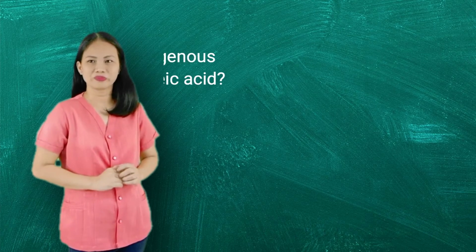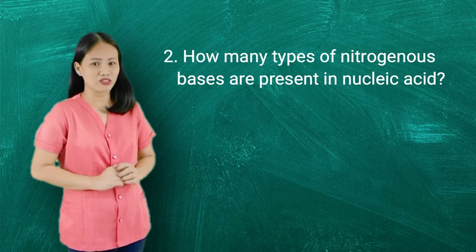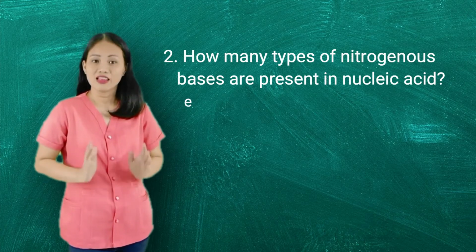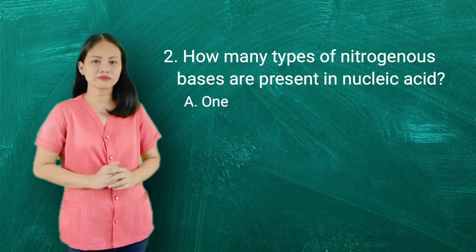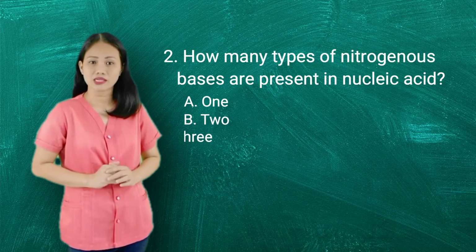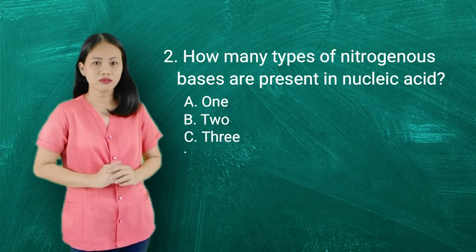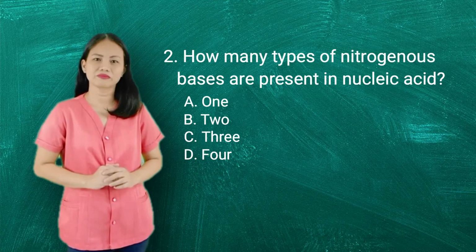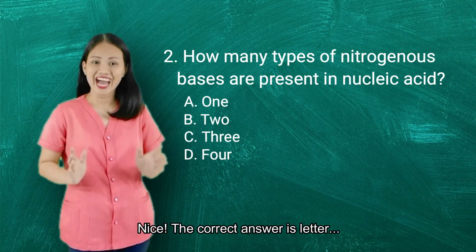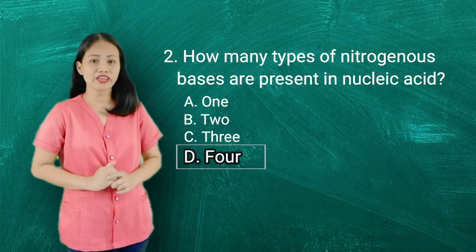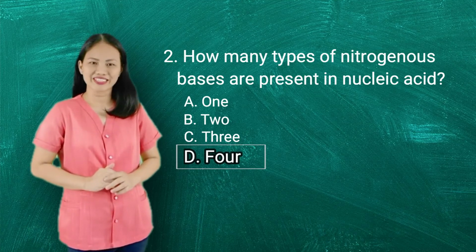Number 2. How many types of nitrogenous bases are present in the nucleic acid? A. 1. B. 2. C. 3. Letter D. 4. The correct answer is letter D. There are 4 nitrogenous bases present in the nucleic acid.